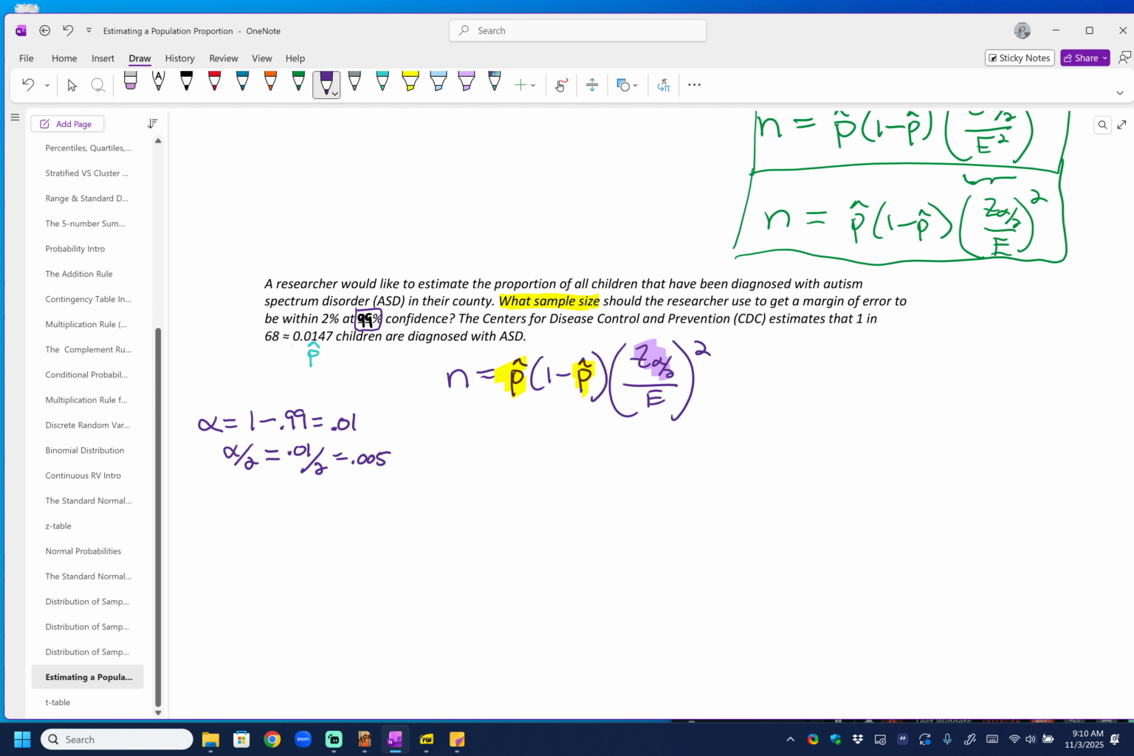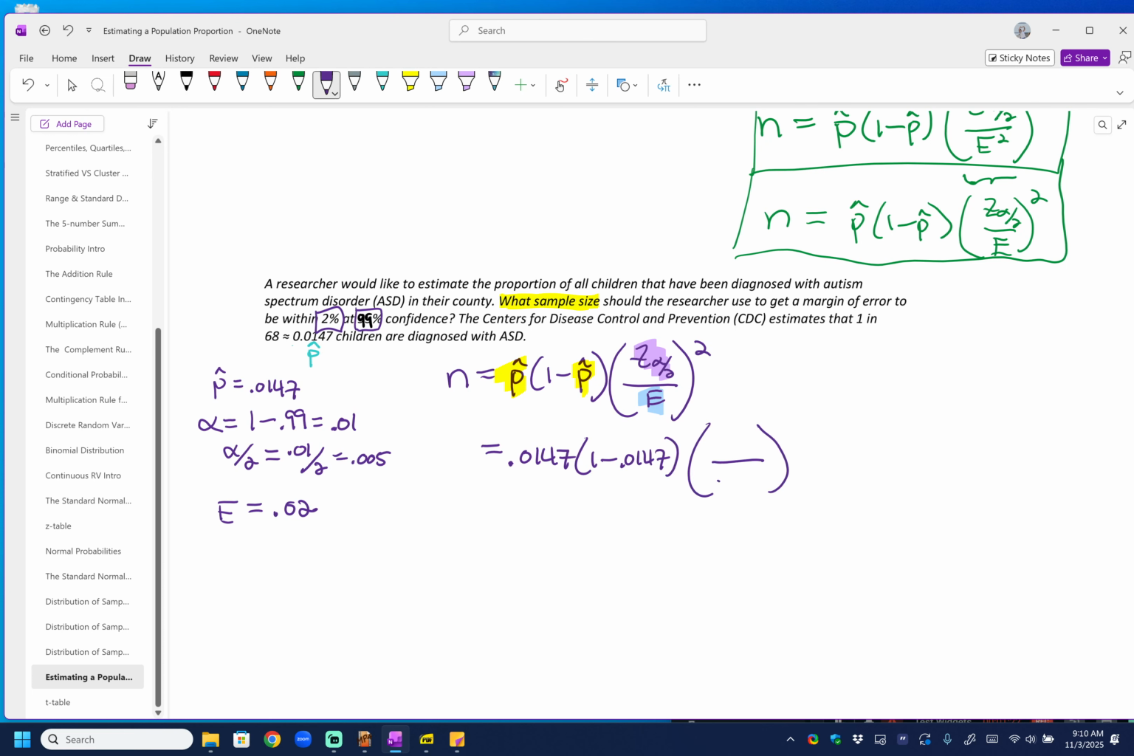So basically, alpha over 2 in this problem is 0.005. The last thing we need is the margin of error. It appears that that is also provided to us in this problem right here. So E is going to be equal to 0.02. So why don't we put p hat up here too, just so that we have it, 0.0147. So what this ends up being is a pretty straightforward calculation. So we're going to put 0.0147 here and here. We go over to this side. The bottom is easy because the margin of error is 0.02.